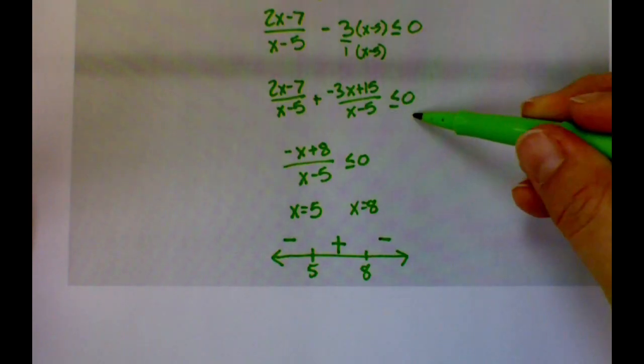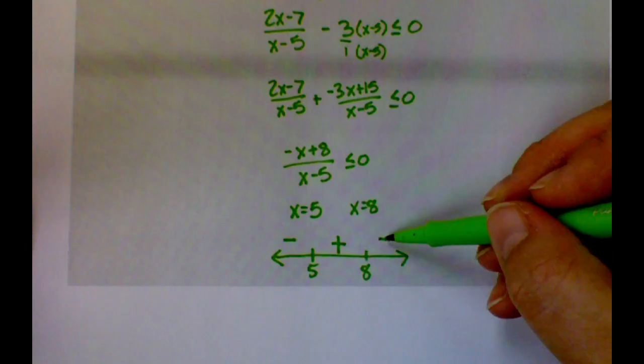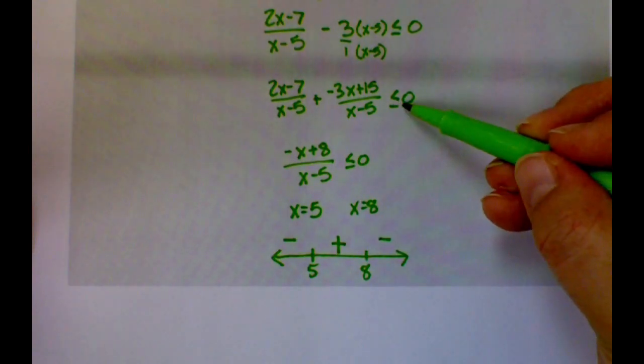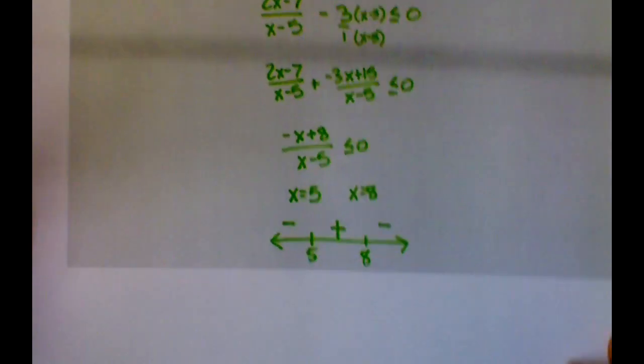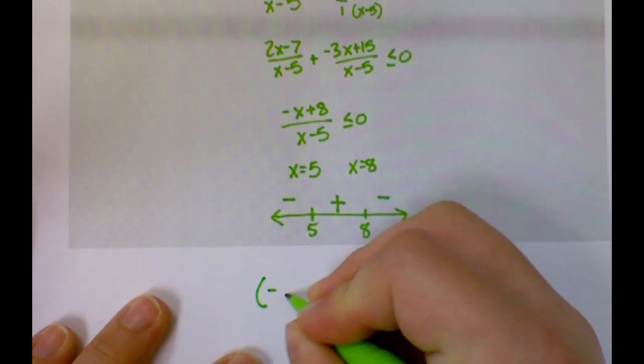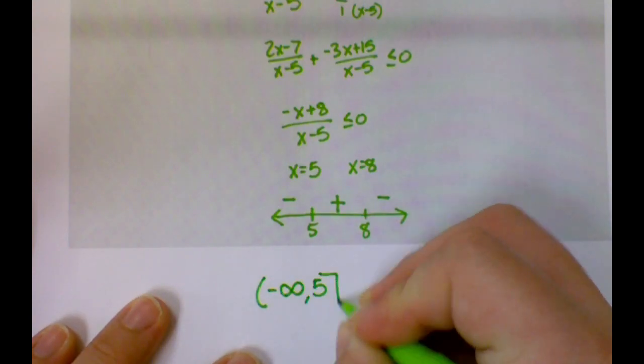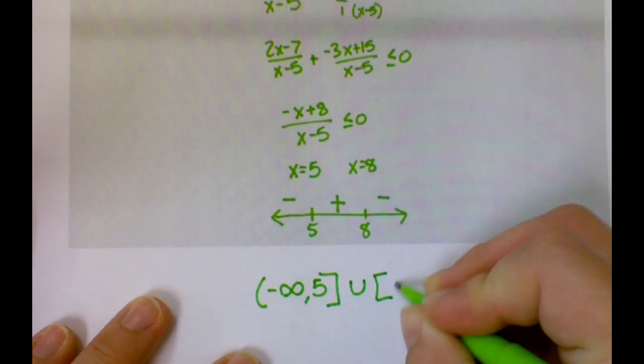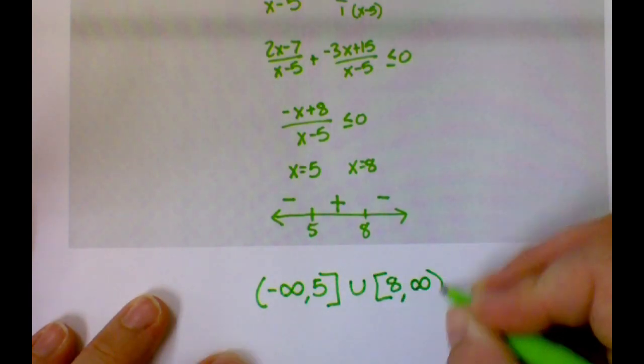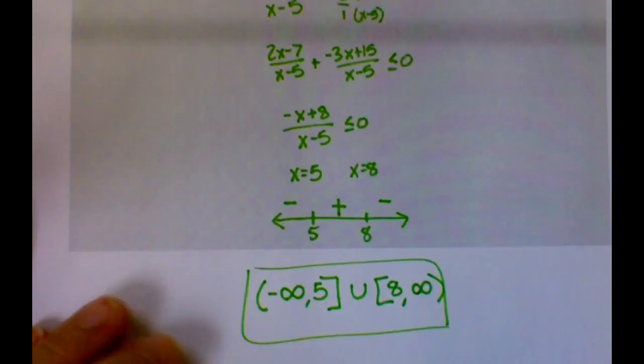I'm looking for less than or equal to 0, so I'm looking for my negatives. And notice the or equal to means that I will use those endpoints. So my answer is negative infinity to 5 with a bracket, or 8 with a bracket to infinity. And there's my answer.